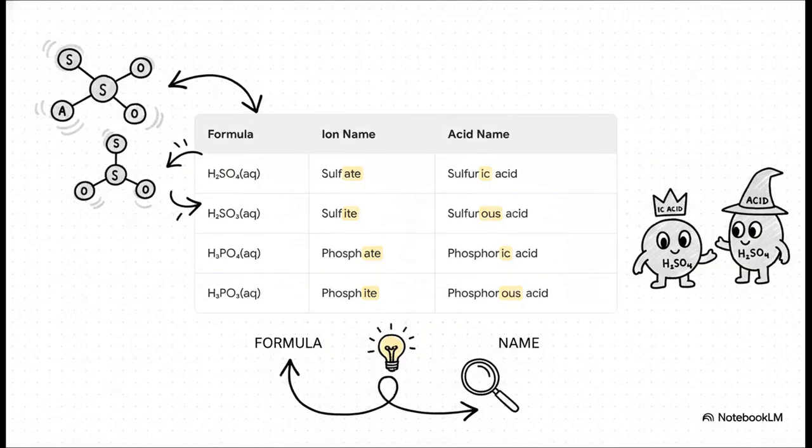And boom, this table lays it all out perfectly. Look at H2SO4. It comes from the sulfate ion, so we call it sulfuric acid. But right below it, H2SO3, that comes from the sulfite ion, so it becomes sulfurous acid. It's like a two-way street. The formula tells you the name, and the name tells you what's in the formula.